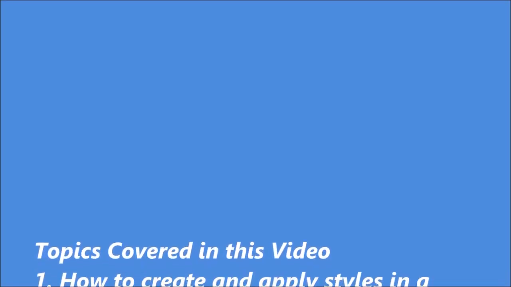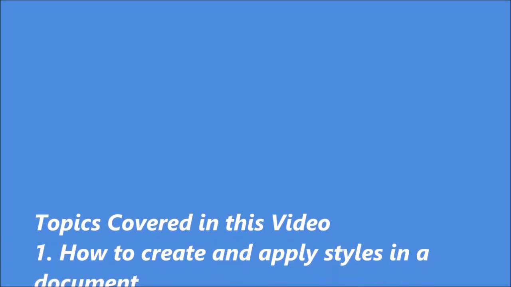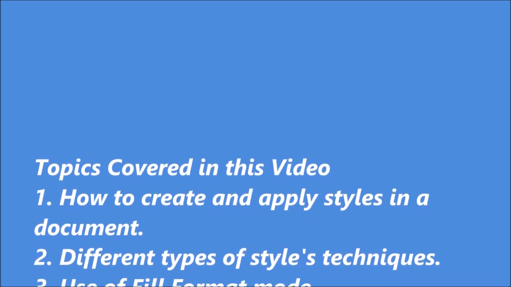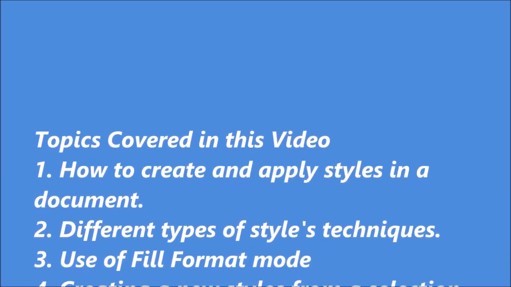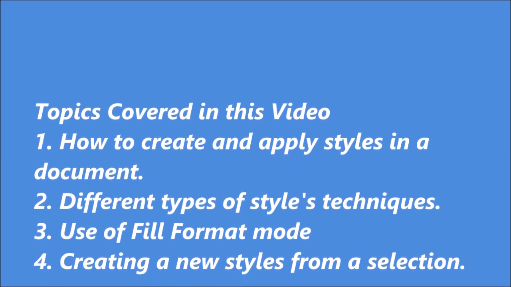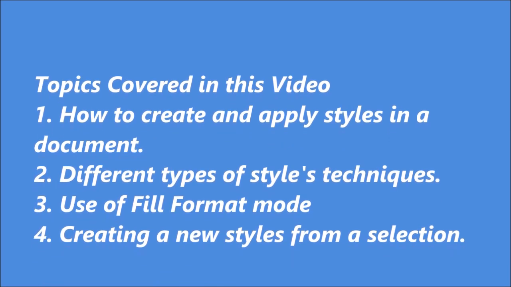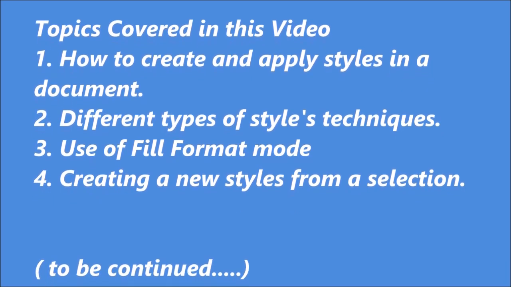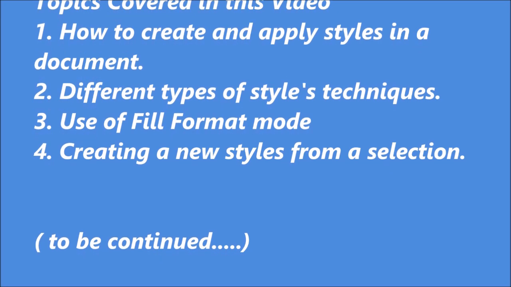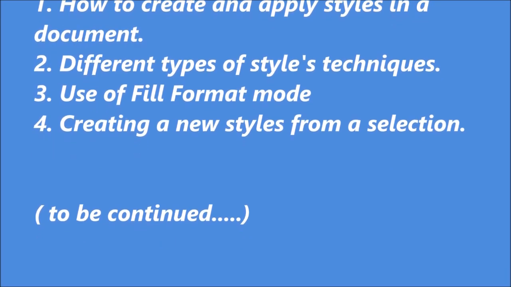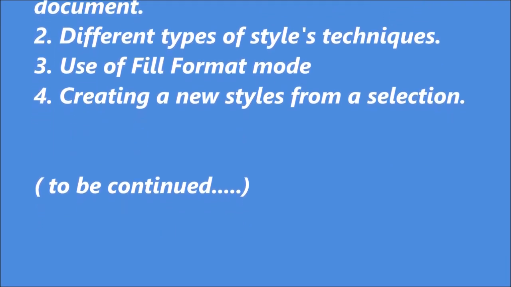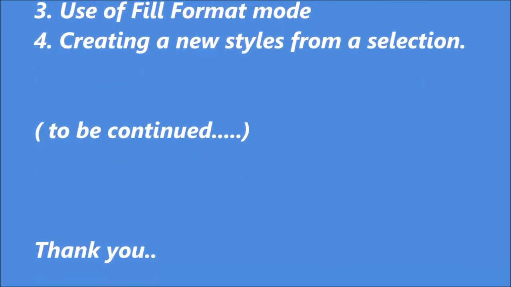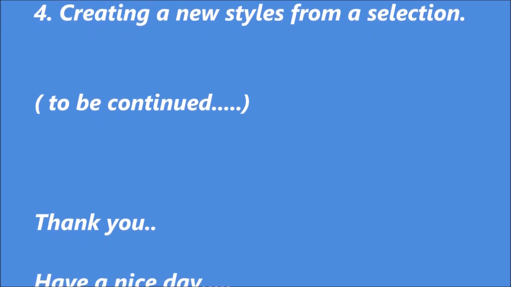So in this video we have discussed how to create and apply styles in the document, right? Different types of styles: page style, paragraph styles, character styles, frame styles, numbering styles, cell styles, graphical styles, presentation styles, right? How to apply styles, and how to make the styles and formatting window or the icon appear or disappear, right? And how to use the fill format mode, and above that how to create new styles from the selection, so you can select it, right?